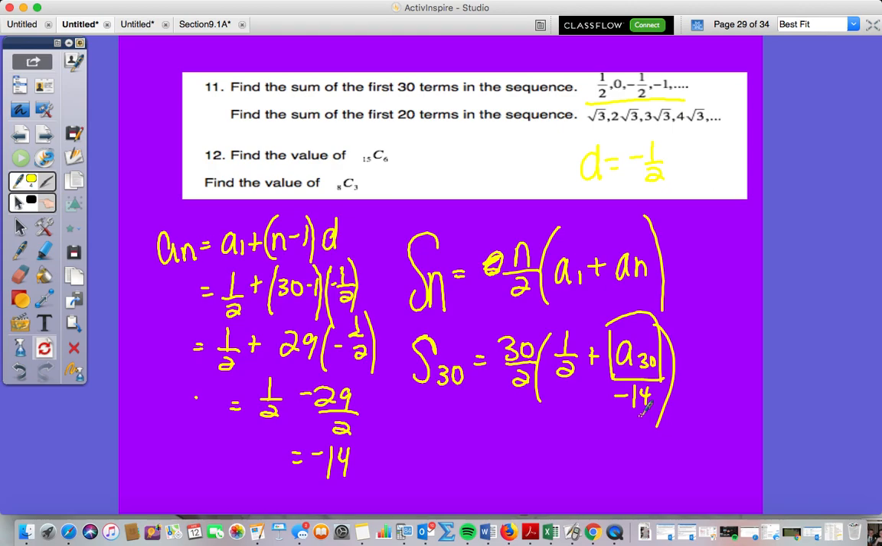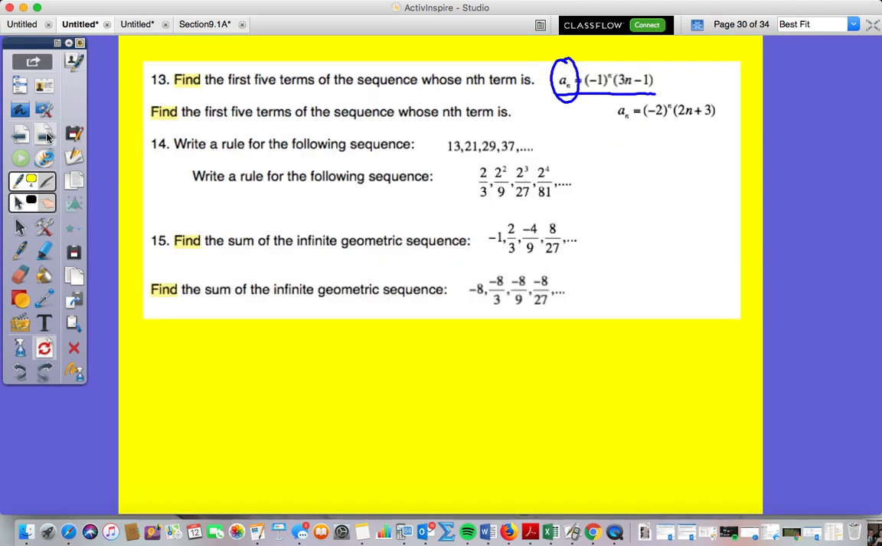Number 12 is the C1. That's really easy. All we have to do is plug that in. Just know how to plug it in your calculator. That's it. I'm not going to have you do Pascal's triangle stuff like that. We did 13. We're good there.